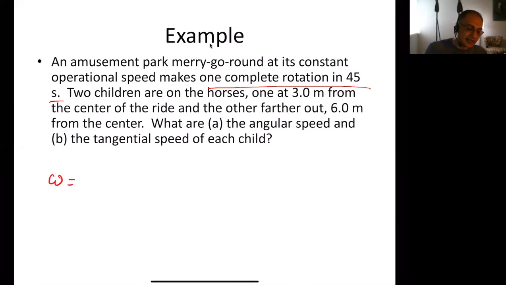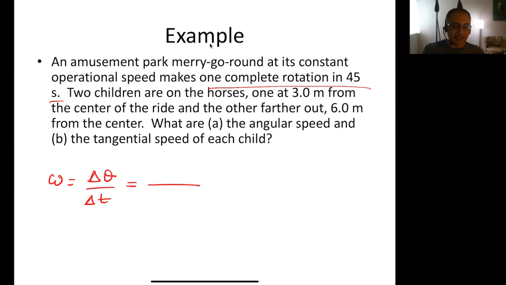Omega is delta theta divided by delta t. Strictly speaking, that's average omega. But in this case, omega is constant, so average and instantaneous mean the same thing because it's not changing at all, right? So omega is equal to delta theta divided by delta t. 1 complete rotation, what is that in radians? We want to find the omega in radians per second because that's the most standard unit that we're going to use.